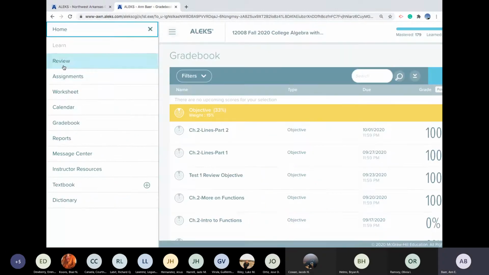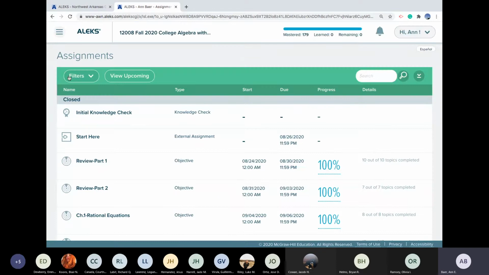Where you also want to go to assignments to review your test 1 problem by problem. Now, the scores in assignments are not accurate. The scores in assignments don't necessarily match my gradebook. The scores in the gradebook match my gradebook. So I hope that makes sense, because that's very important to understand.